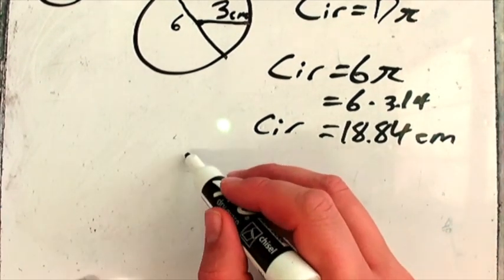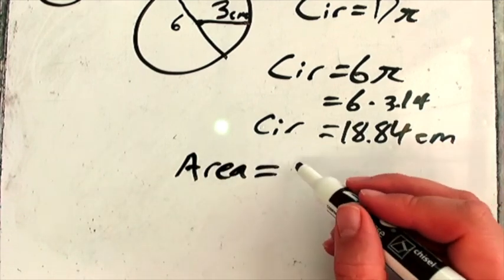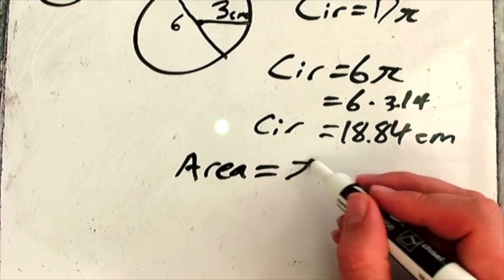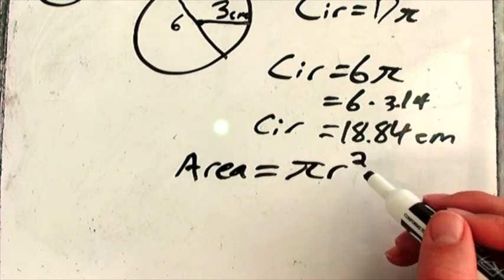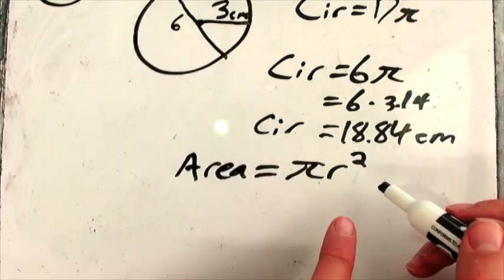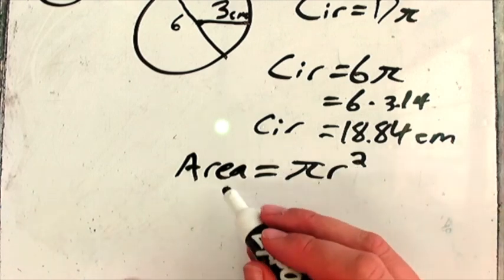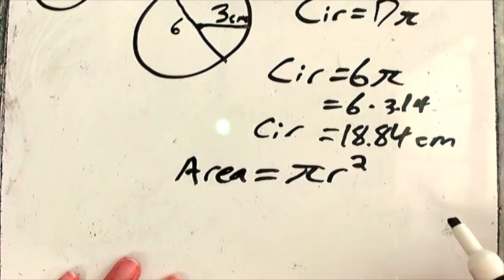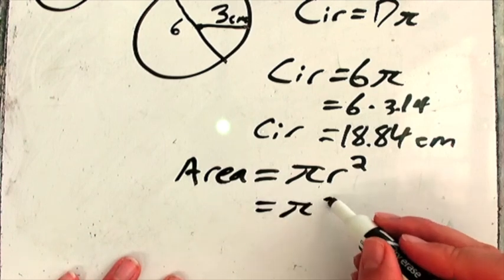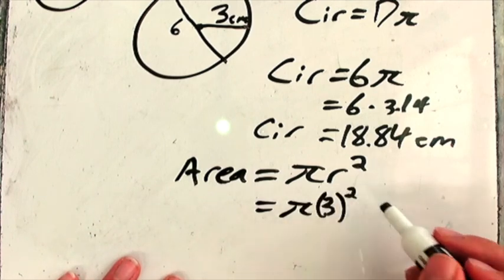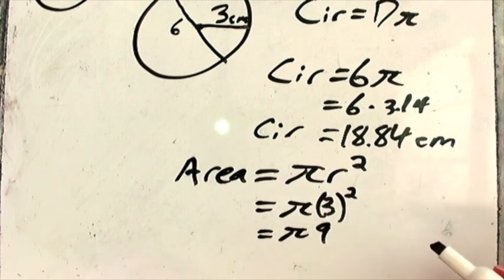Well, area is equal to pi r squared. So it's r, don't forget, squared. Squared is not times 2. Squared is times by itself. So in this case, what would this circle be with an r of 3? So we'd have the area of pi times 3 squared. We'd have pi times 9.